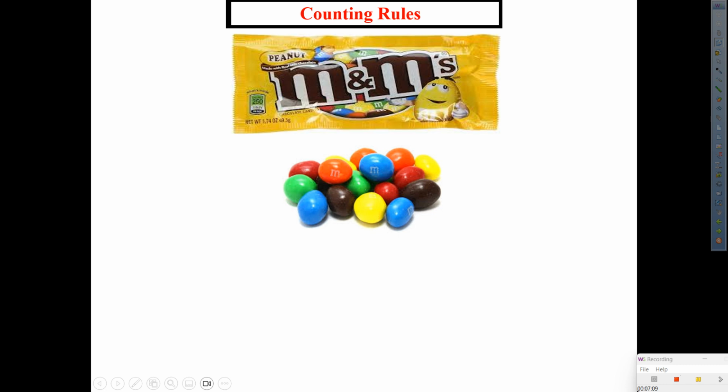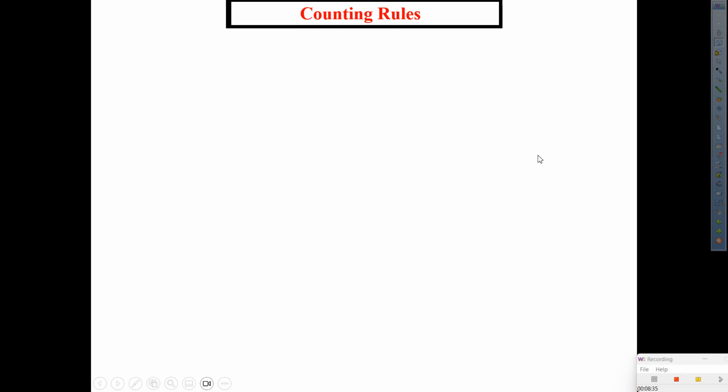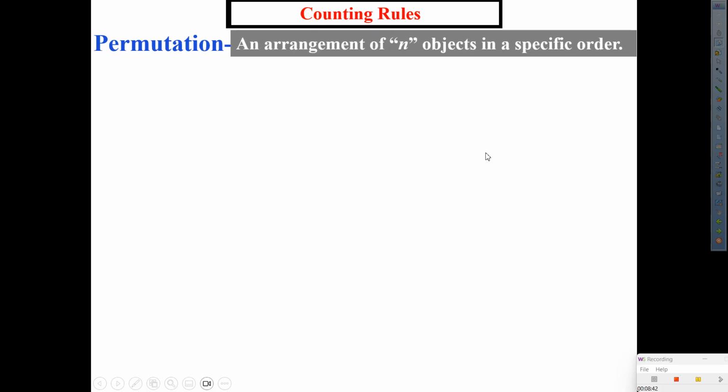Well, that is what we call, guys, a permutation. Write this down, please. What is a permutation? A permutation is an arrangement of n objects in a specific order. Being that the bag has different colored chocolates, yellow, orange, green, blue, red, and brown, but I only wanted 3 of them, that is being specific. I only want those colors specifically. So therefore, that's what we call a permutation.